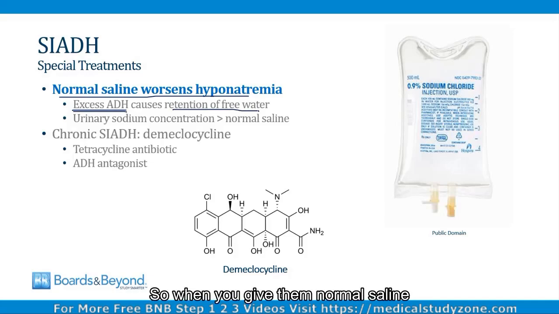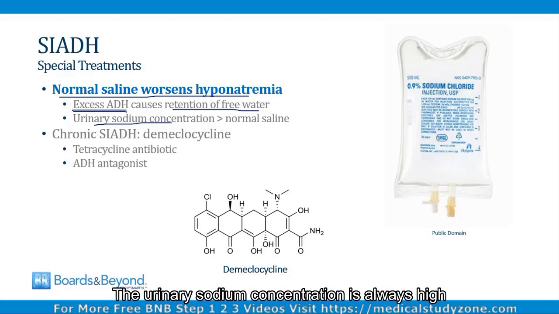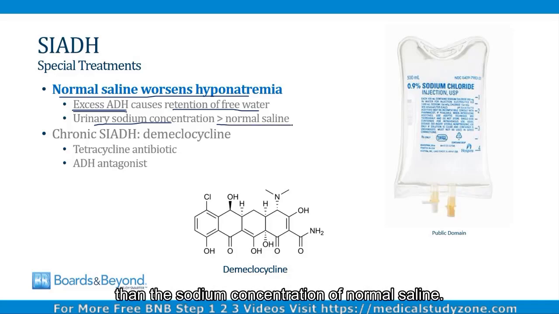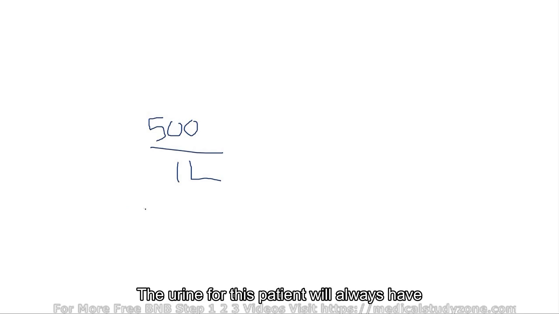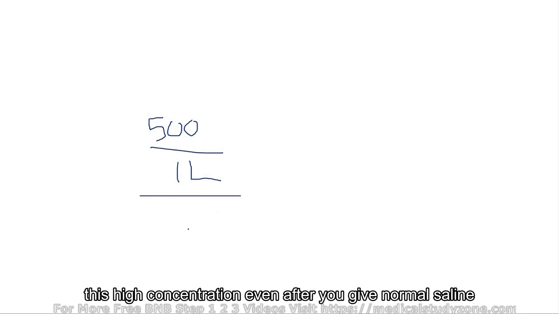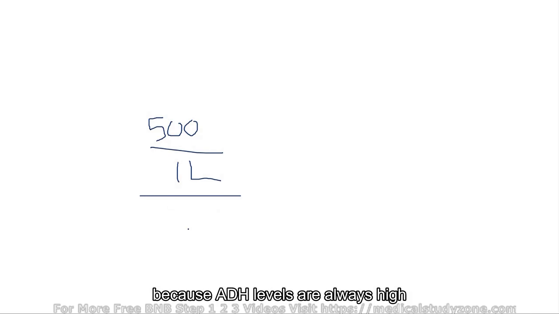These patients always have high ADH levels, and that causes them to retain free water. So when you give them normal saline, they will excrete the sodium faster than they excrete the water, and this will cause the hyponatremia to get worse. The reason this happens is simple math. The urinary sodium concentration is always high in patients with SIADH, and it's higher than the sodium concentration of normal saline. So let's imagine we have a patient with SIADH, and they are making inappropriately concentrated urine, which has a concentration of 500 osmoles in 1 liter of water. The urine for this patient will always have this high concentration even after you give normal saline because ADH levels are always high no matter what because of SIADH.